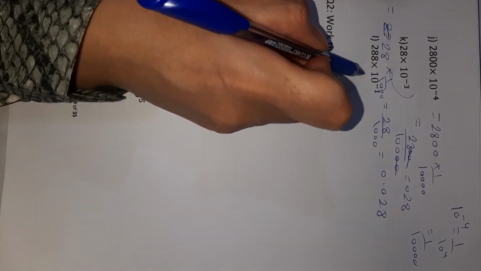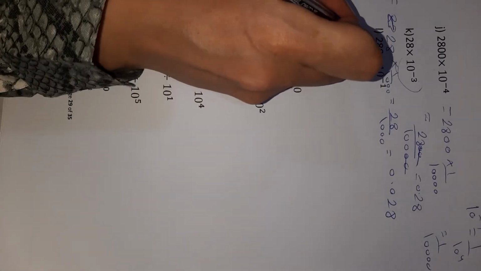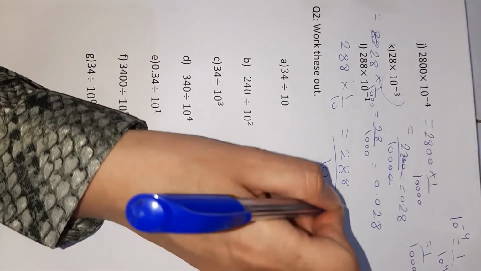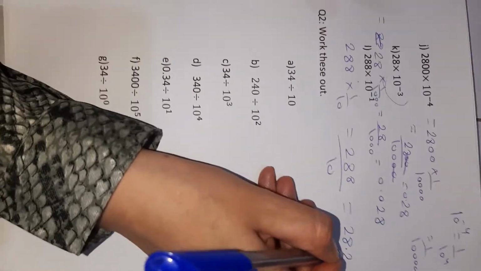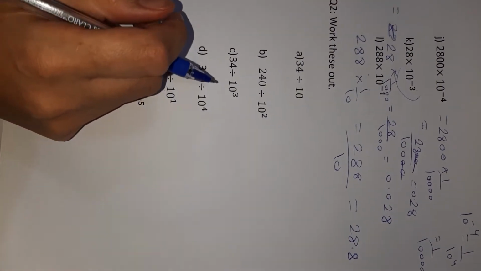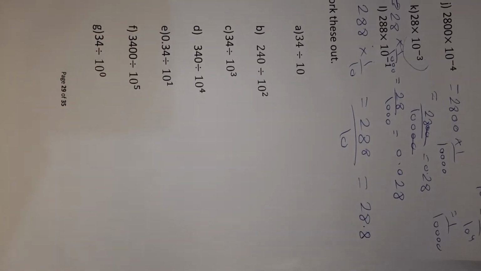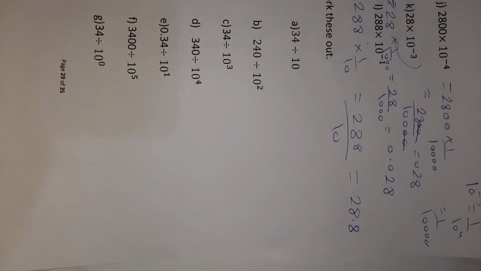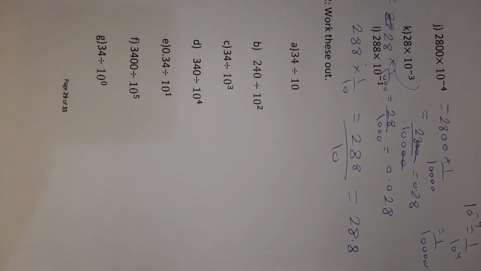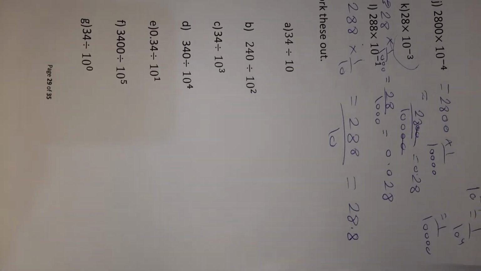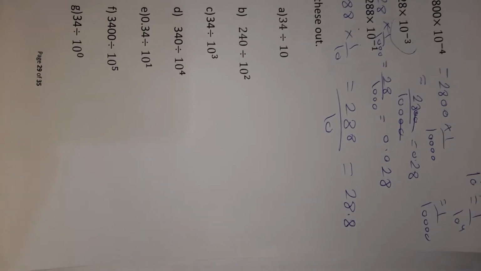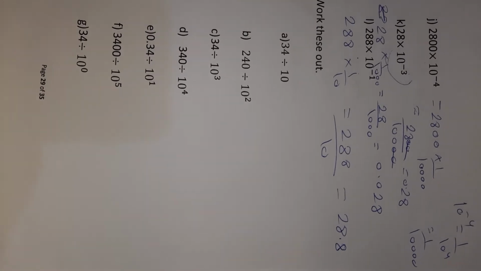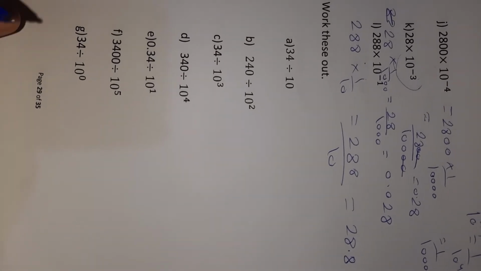This one replace 10 to the power of negative 1 as 1 out of 10. 288 times 1 out of 10 means 288 out of 10, it means 28.8. Again, by using all of the above, multiplying a number by 1 out of 10, 1 out of 100, 1 out of 1,000 is the same as dividing the same number by 10, by 100, by 1,000. Now let's go to the second example.